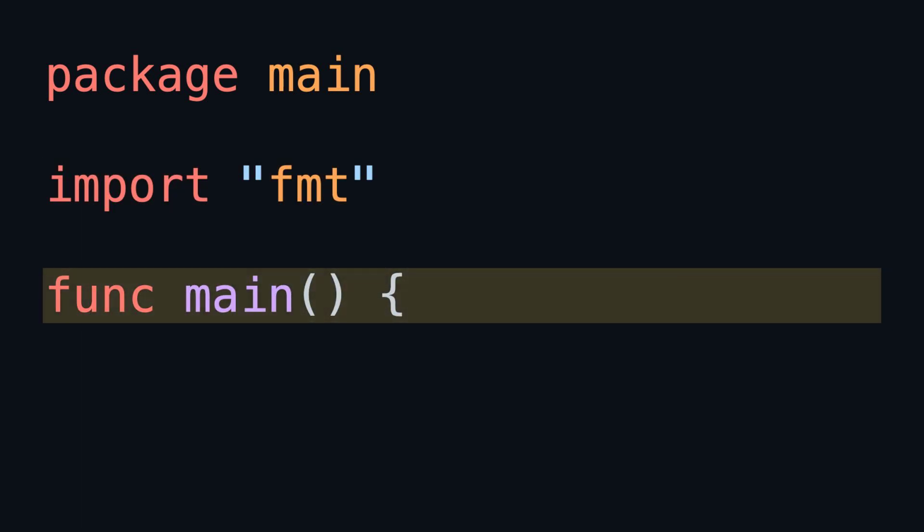Func main opening brace. This line starts the definition of the main function. In Go programs, the main function is where the program begins running. When you start your program, Go looks for this function and begins here. It's like the starting line in a race.